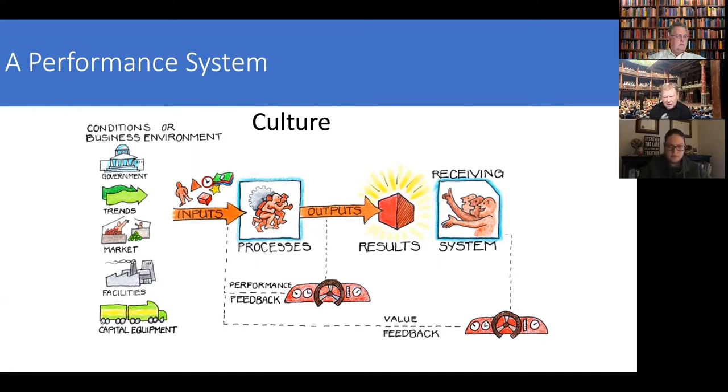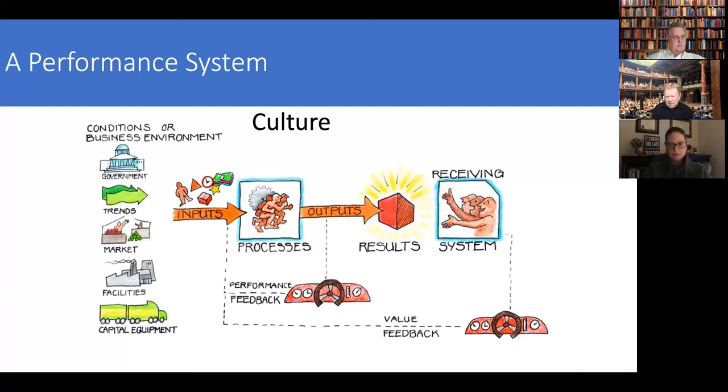Then there are the inputs, listed on the left-hand side here. There are government inputs, there are trends, there are market inputs, there are facility inputs. These are just some examples. And then there are two feedback systems that we look at. One feedback system is called value feedback. The value feedback comes from the receivers, or the people who requested the information in the first place. These can be their stockholders, their shareholders, or anybody who has a stake in the organization. These are people who give feedback: is it working? The other one we have is performance feedback, and this is internal to the system, making sure we always monitor what is going on within the system to allow us to go back and correct. So sometimes it's called corrective feedback as well.